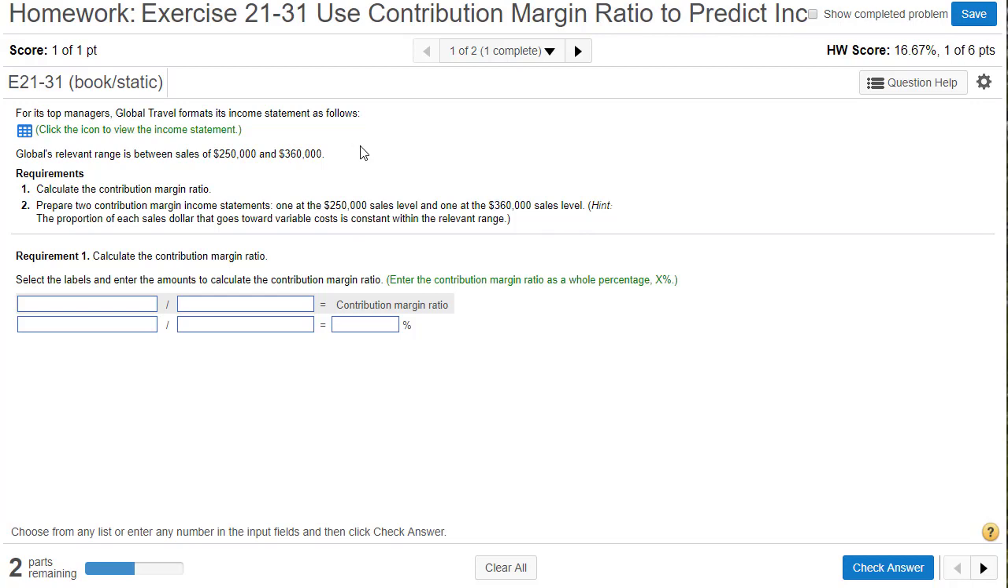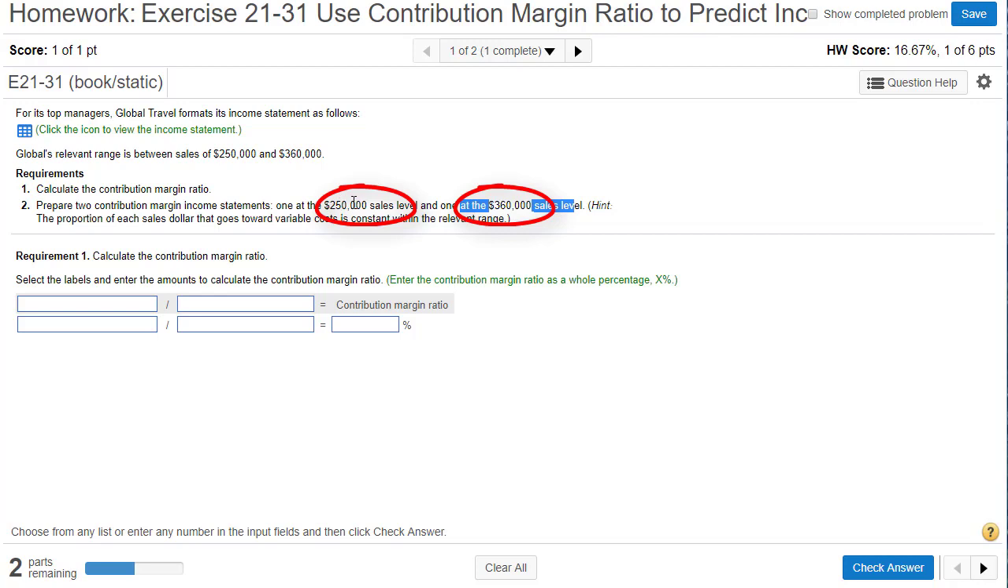Exercise 21-31. We're going to use the contribution margin ratio to predict income. So here's what we're going to do. We're going to calculate the contribution margin ratio, and then use it to tell management what the operating income would be if we had sales of $250,000, and also what our operating income would be if we had sales of $360,000. So we're doing two what-if scenarios.